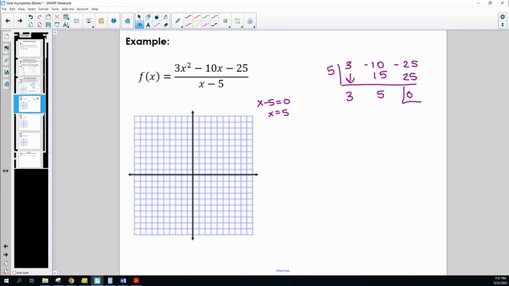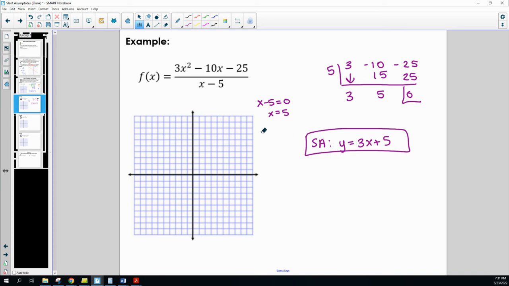So this one happens to go in evenly. It doesn't necessarily have to, because again, we're just ignoring that remainder. So here, our slant asymptote is going to be y equals, and then we drop a degree. So we started with x squared, so this is now going to be x, so 3x plus 5. So this is our slant asymptote, or if you want to write it as OA for oblique asymptote, that's also fine.